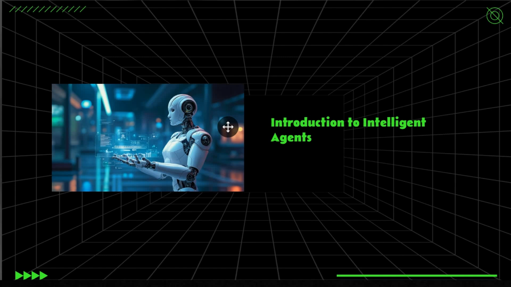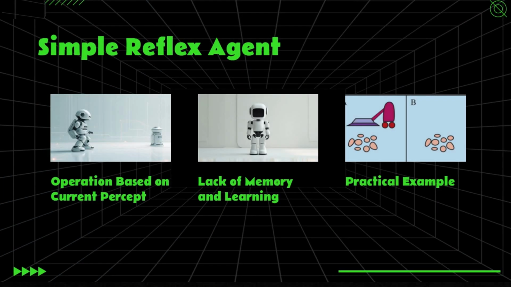So to start with, the intelligent agent. An intelligent agent is like a smart computer that can understand what's happening around it. It thinks about what it knows and does things to reach a certain goal. It can also learn and get better over time. So there are basically four types of intelligent agents. Let's go ahead and explore them one by one. So the first intelligent agent we have is the simple reflex agent.